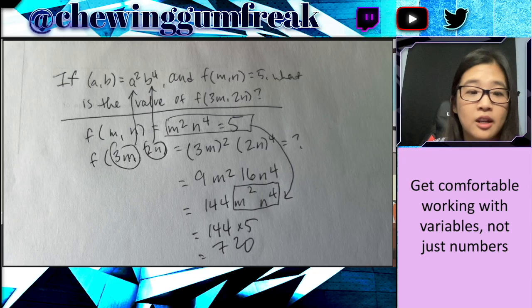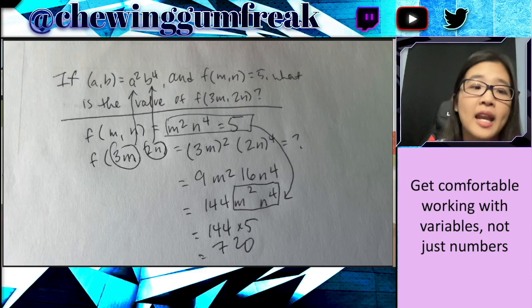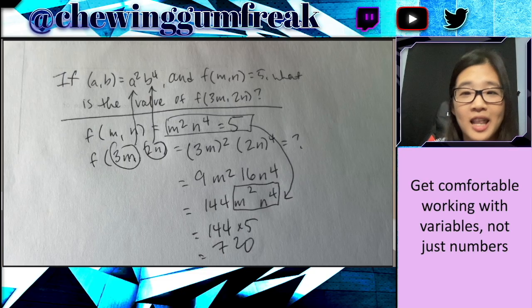What you need to do here is really just think of m squared n to the fourth as a single number, and once you do that and think about it conceptually or abstractly, the question becomes way easier. So try that out and good luck.